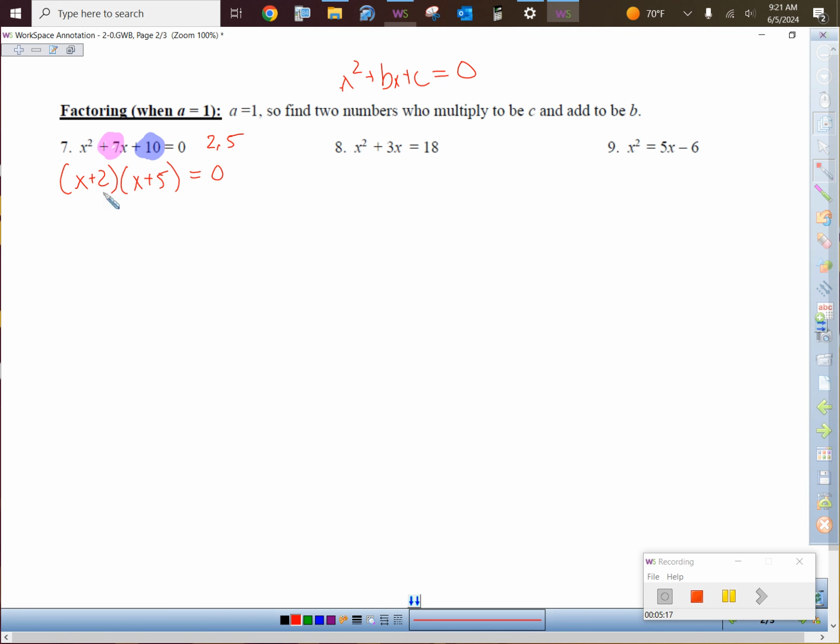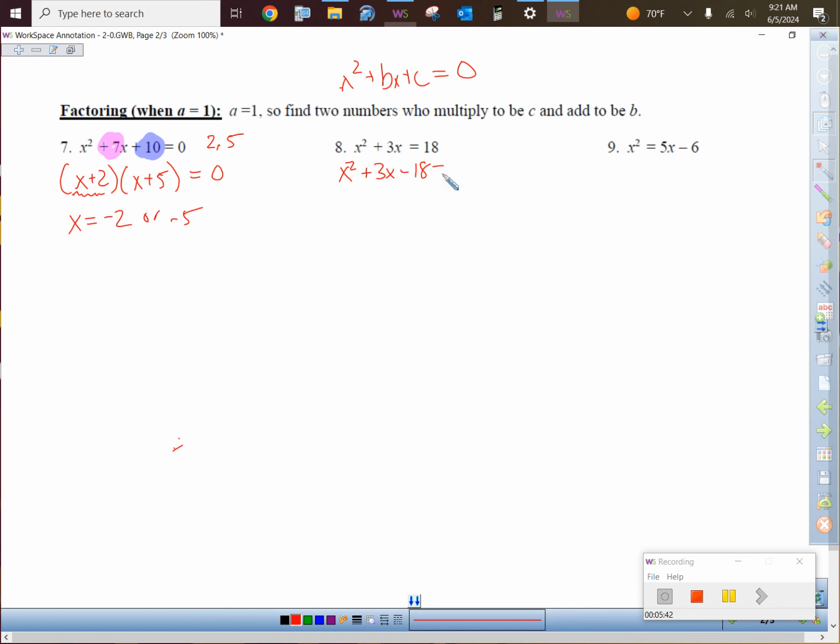You just take those two numbers and whatever letter they're using, you put them in the parentheses. And then we use the zero product property to realize, to solve this equation, if x plus 2 times x plus 5 equals 0, one of these guys has to be 0. So x could equal negative 2 because that makes this group 0, or negative 5 because that makes that group 0.